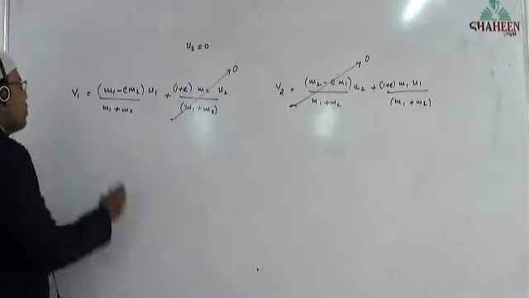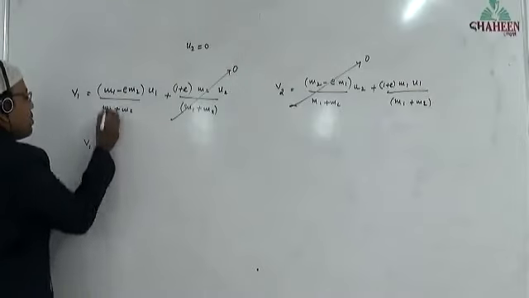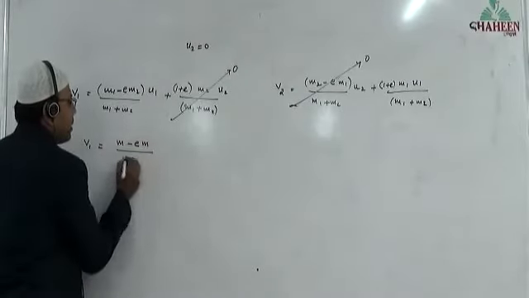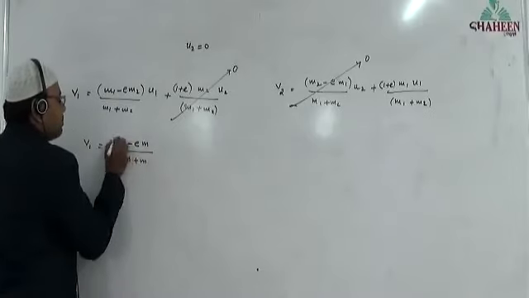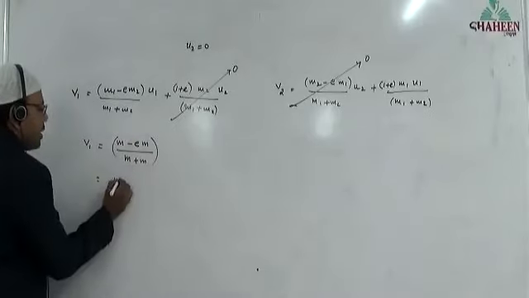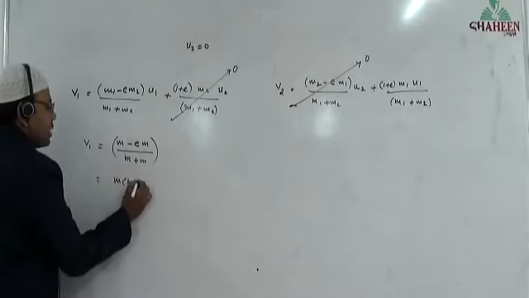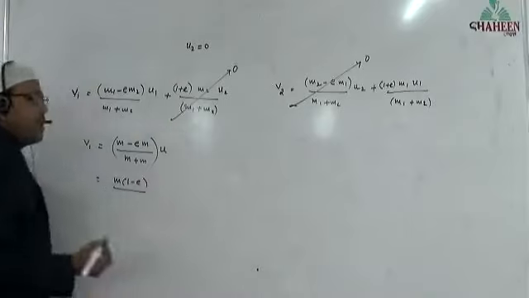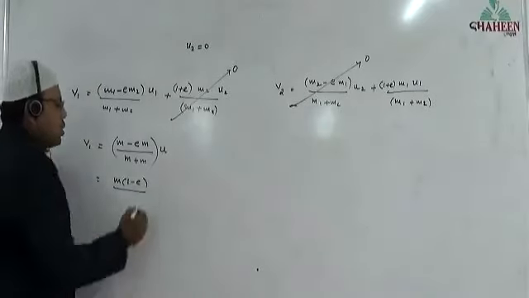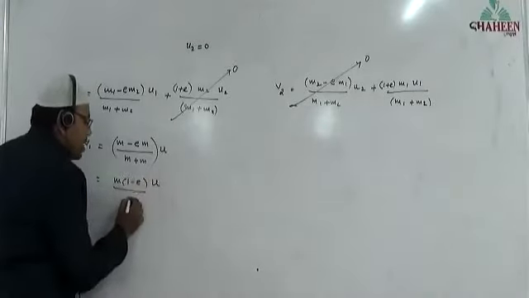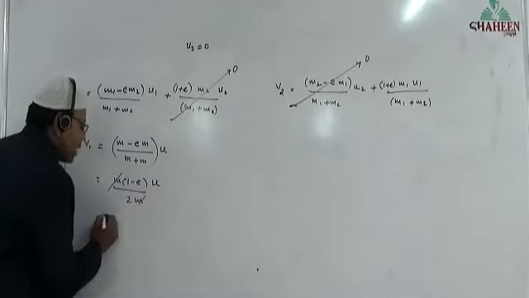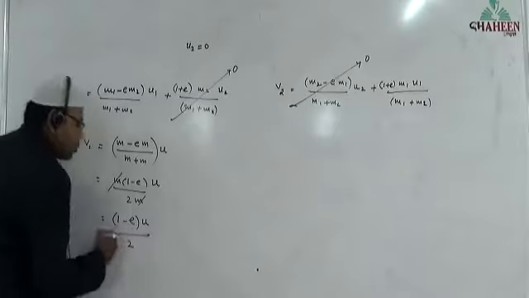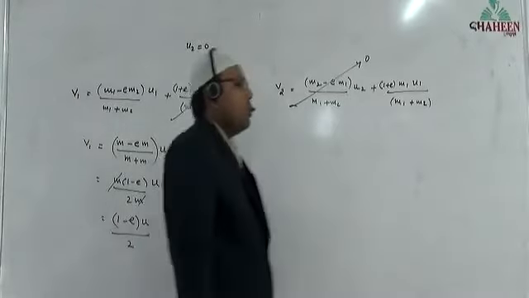Now let us substitute. What is v1? v1 is equal to, m1 and m2 both are equal, so (m minus m) by (m plus m), we can take m common, (1 minus e) into u1. What is u1? In the question it is given as u. So m plus m is 2m, m gets cancelled. So v1 is (1 minus e) into u by 2.